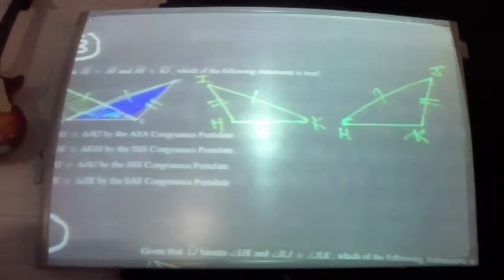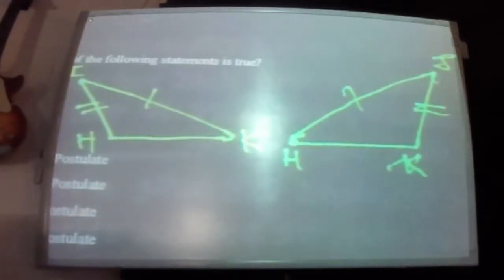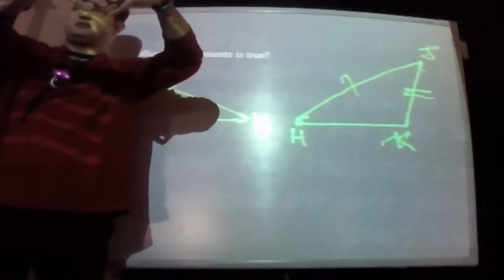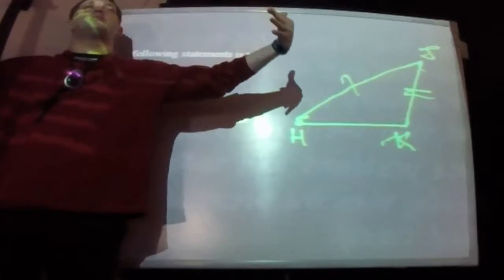Put the markings in there. So how you need to visually think about it is as if you had these two triangles that were overlapping, and then we just pulled them apart.